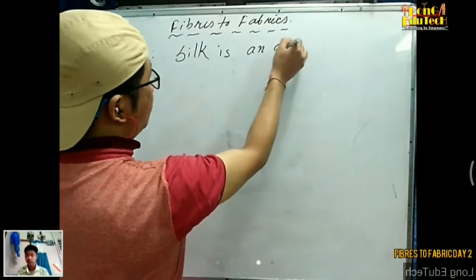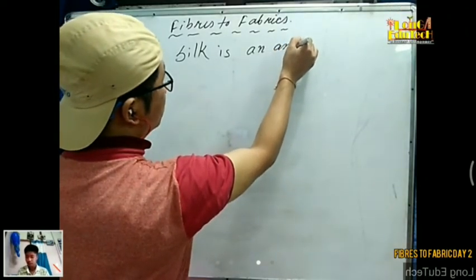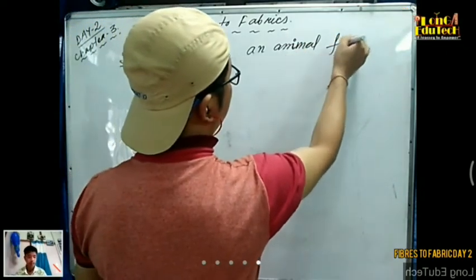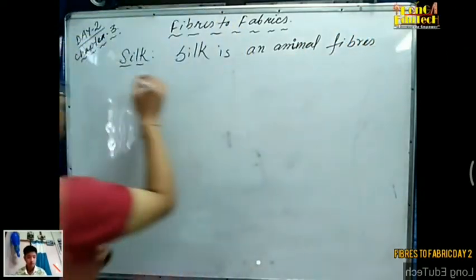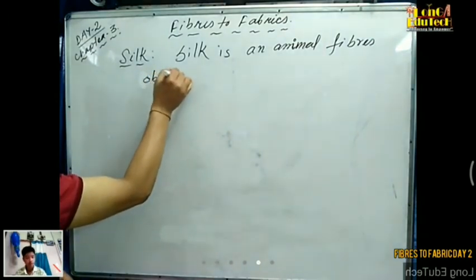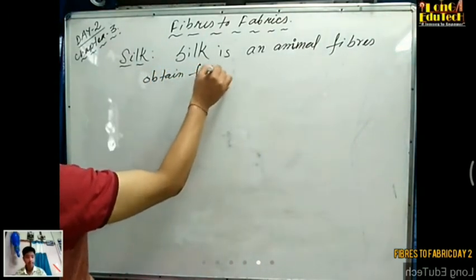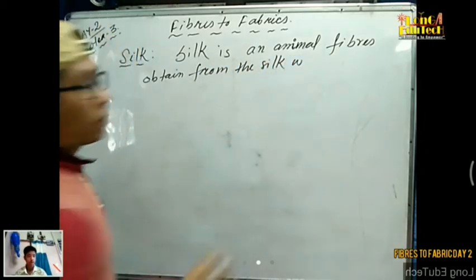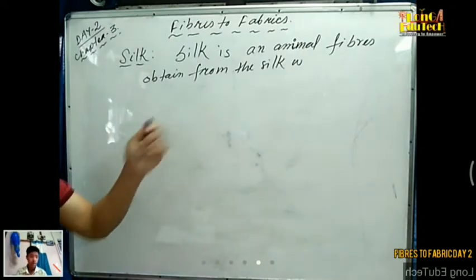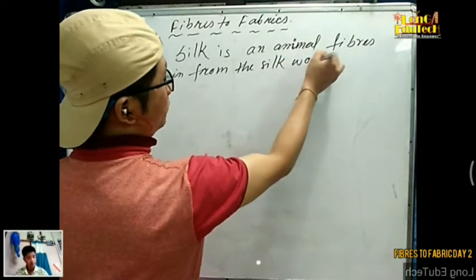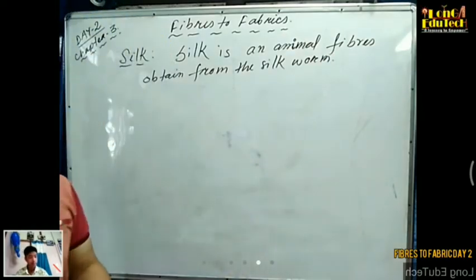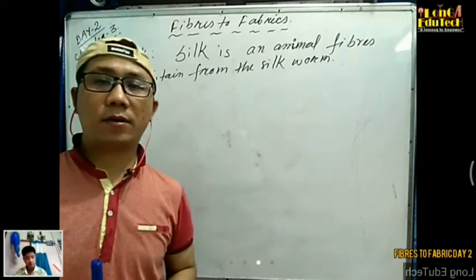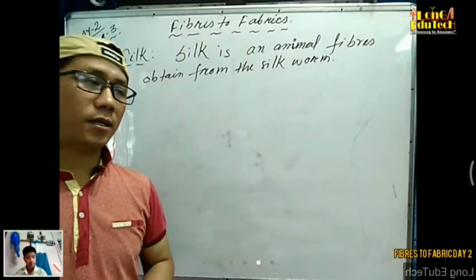Silk is an animal fiber obtained from the silkworm. It is obtained from the silkworm only. This point we have to know. It is a very expensive, very costly kind of fiber.